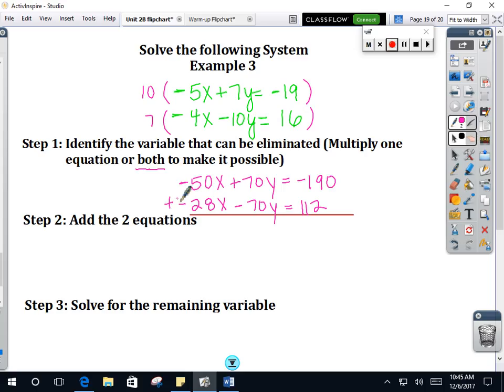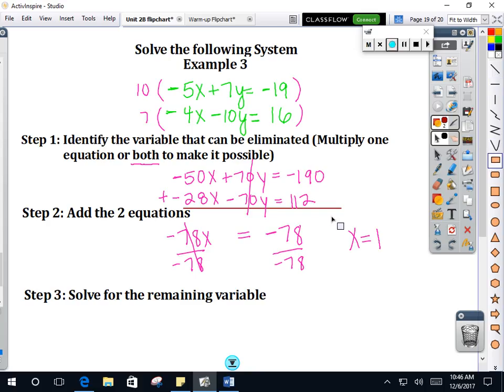Okay, when you add negative 50x plus negative 28x, what do you get? Right? When you add a 70y plus a negative 70y, what do you get? 0y, so that one eliminates, you just mark it out. And then when you add negative 190 plus 112, what do you get? Negative 78. Now to solve for the x, what do we do to both sides? Divide by negative 78. And so those cancel out, and x equals a negative over a negative, which is a positive, and 78 over 78 is 1. Okay, so we're halfway done.